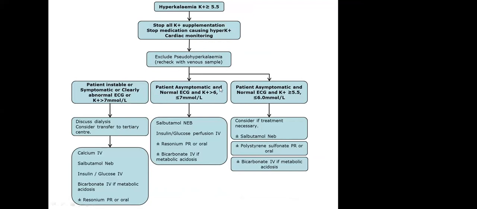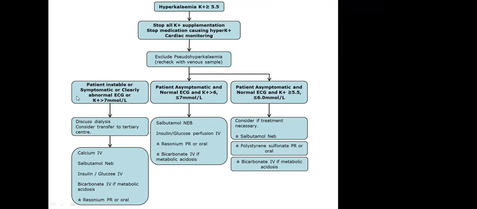If the patient is asymptomatic and the ECG is normal with potassium of more than 6 and less than 7, start with salbutamol nebulization. Make an insulin glucose infusion and start it IV. Give Kayexalate per rectal. Give bicarbonate if there is metabolic acidosis, because that is again going to increase potassium.